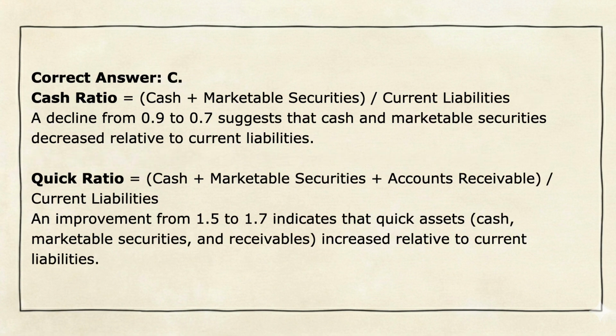Correct answer: C. Cash ratio trend declined from 0.9 to 0.7, indicating a decrease in cash and marketable securities relative to current liabilities. Quick ratio trend improved from 1.5 to 1.7, suggesting an increase in quick assets, cash, marketable securities, and receivables relative to current liabilities.